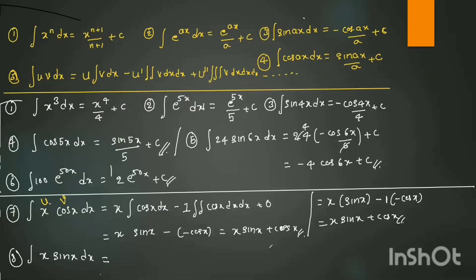I'll repeat number 7. See, keep x as it is. X kept as it is. Integration of cos x is sin x. Okay. After this, you need to continue. Minus differentiation of this. Integration of sin x.